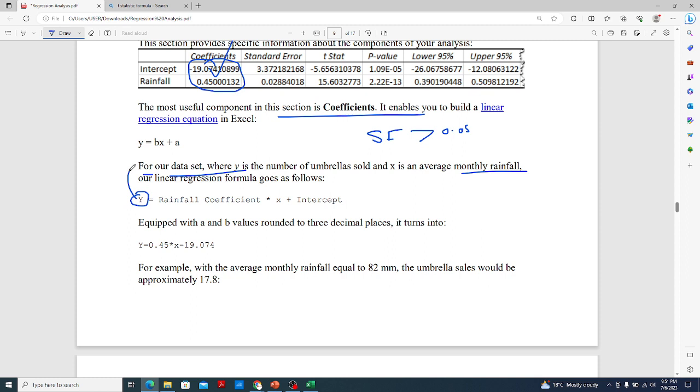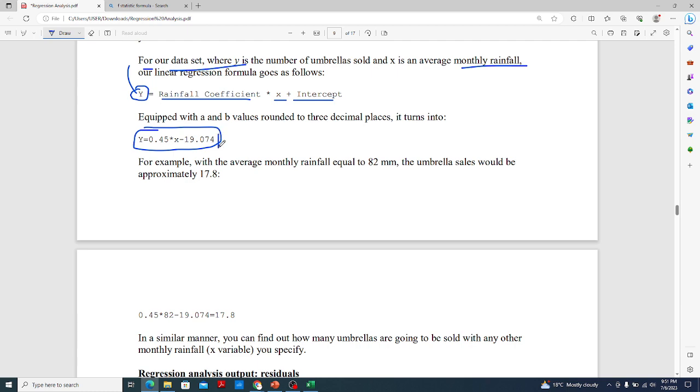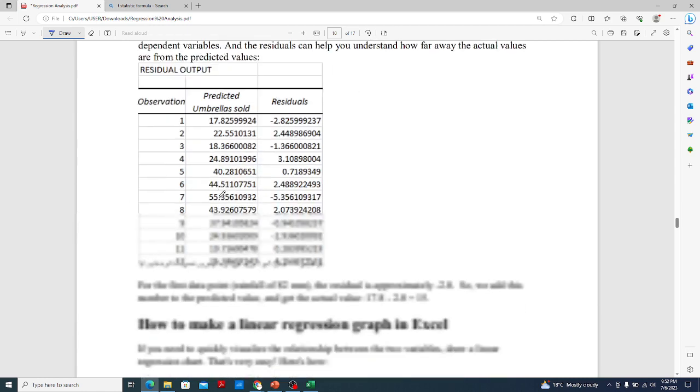Remember, it's the umbrella cells, sorry, and it will be given by the rainfall coefficient multiplied by x plus the intercept, and these are the values which we got, and this is our model. The way I guess we've been doing this, that's why I'm just jumping this.